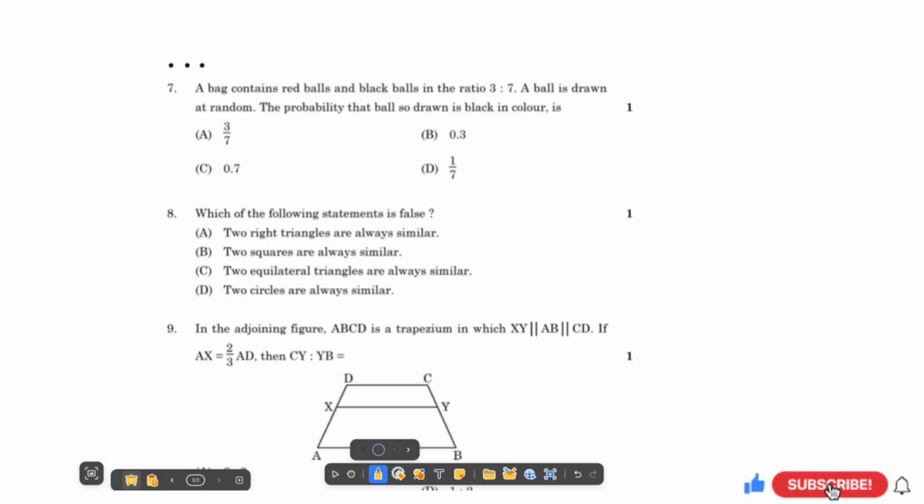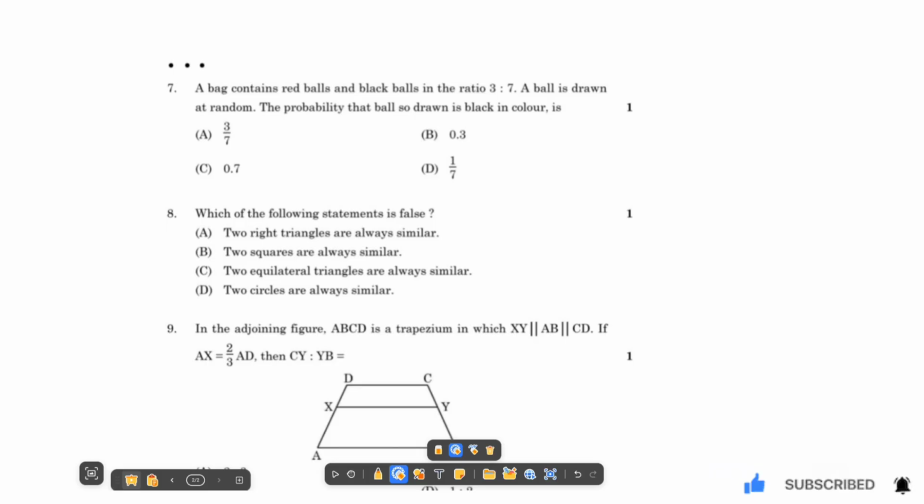So next, seventh question is, a bag contains red balls and black balls in the ratio 3 is to 7. So red balls is to black balls is 3 is to 7. A ball is drawn at random. The probability that the ball so drawn is black in color. So what is the probability of getting a black color ball is what we have to find.